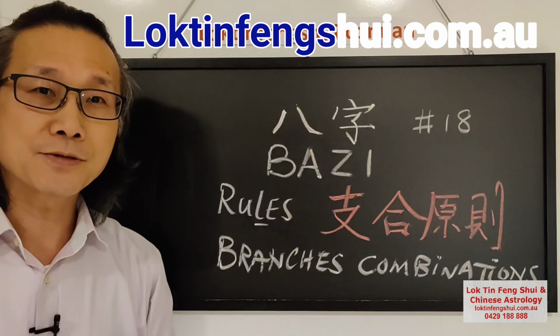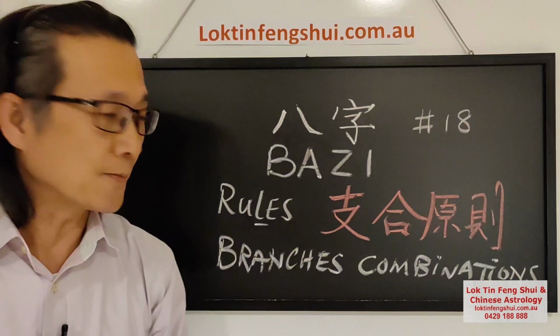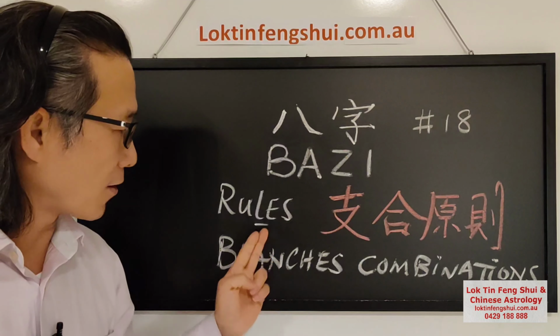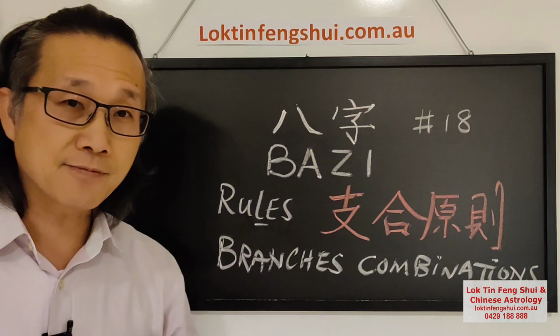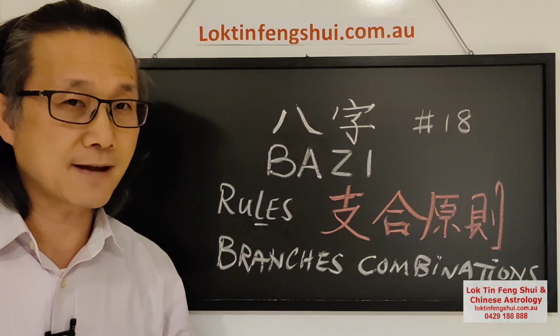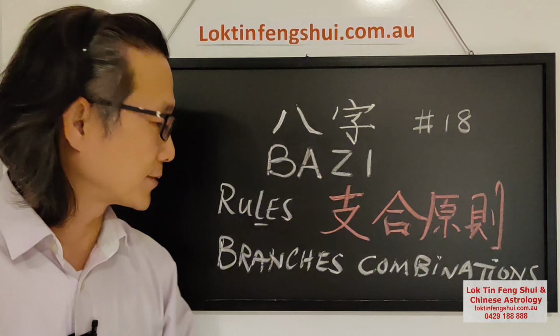Today we continue to talk about the Bazi, and this is the 18th video. Today we're going to talk about the rules of the branch combinations, and we have spoken about the stems combination. They have their rules. The branches have their own branch rules as well.